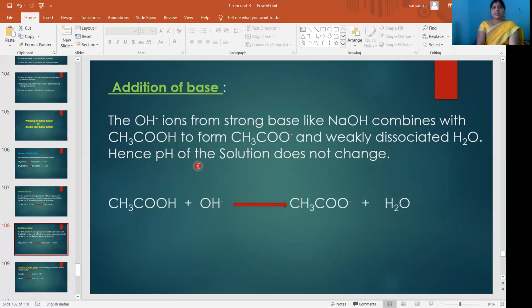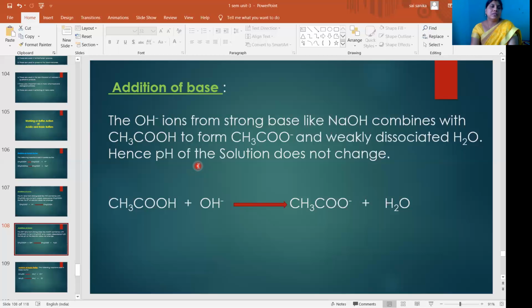So when you add base, OH minus ions are combining with the CH3COOH molecule and forming CH3COO minus, and one more molecule is forming, that is the water molecule. It is also weakly dissociated. So here also there is no change in the concentration of ions. Again you are getting CH3COO minus ions and weakly dissociated water molecules. Hence the pH of the solution is not changing.